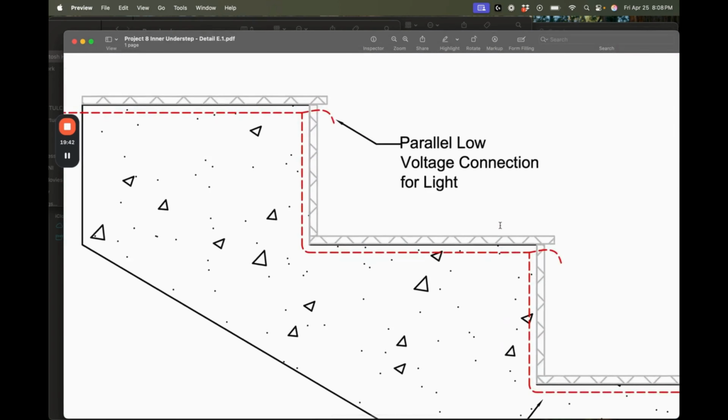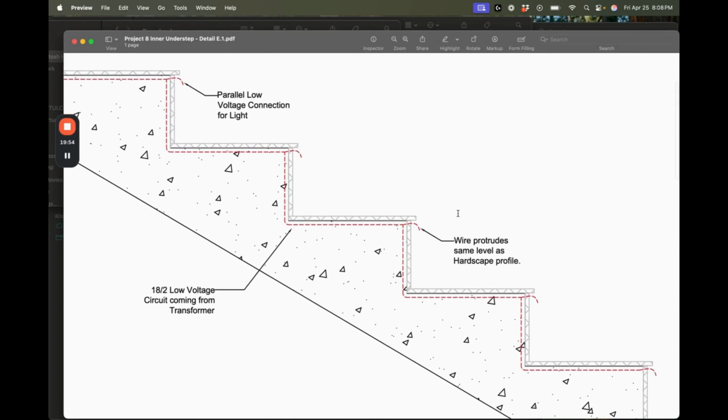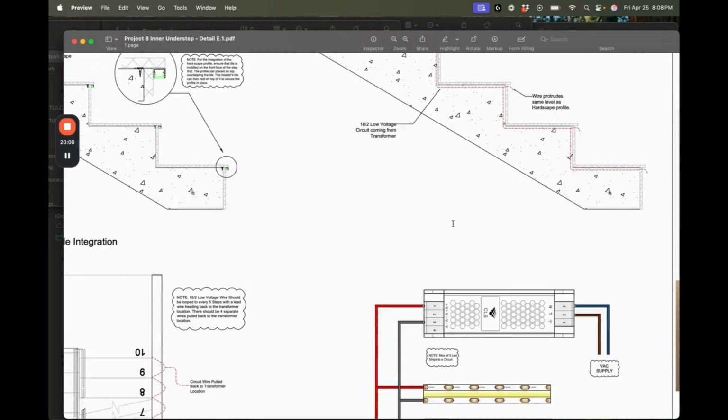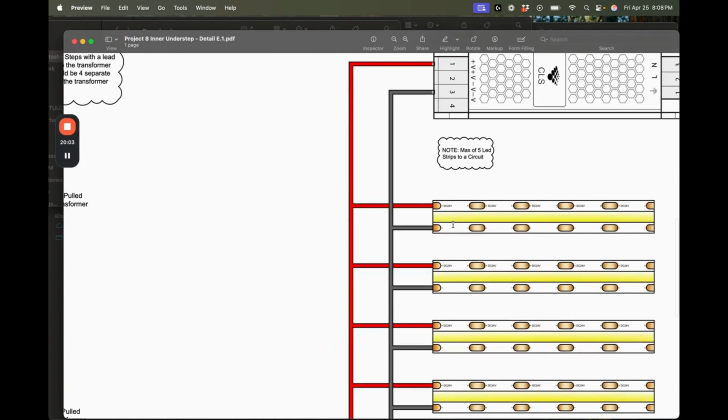And you can see the wiring details. It's parallel low voltage wiring like this. I don't think this drawing has much wiring detail, but you can see how the lights are being connected. Let's move into the engineering.